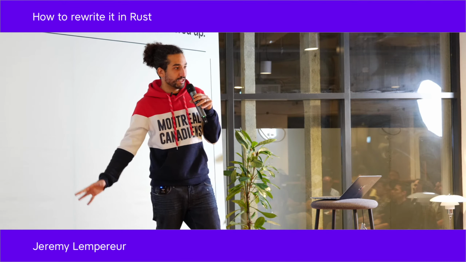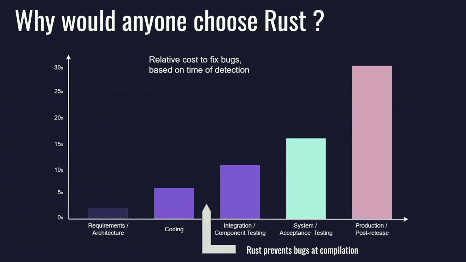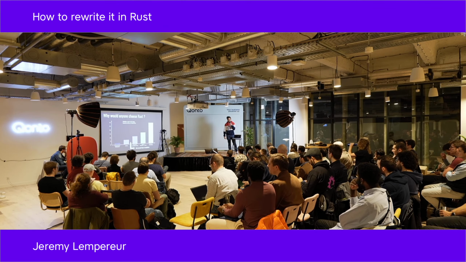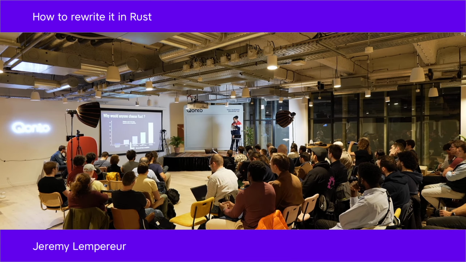If another team catches it, then it has to go back to your backlog. It has to be a bug. You need to switch context. You need to work on that. It's terrible. System acceptance testing, and the worst thing is after the release, of course. After the release is basically when your customers call you to tell you that there's a bug in your software. Doesn't feel good at all. We're trying to shift left as much as we can, and Rust helps us achieve that.